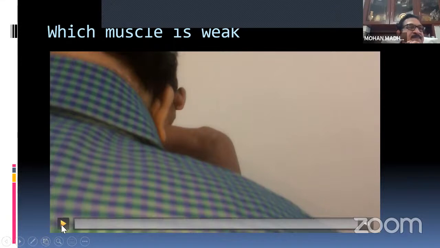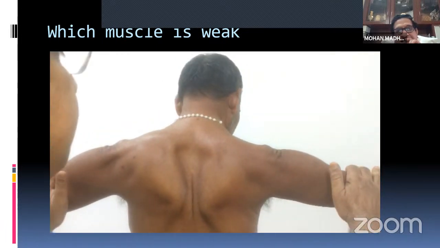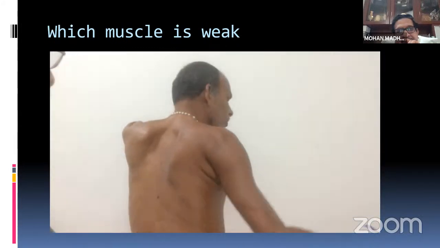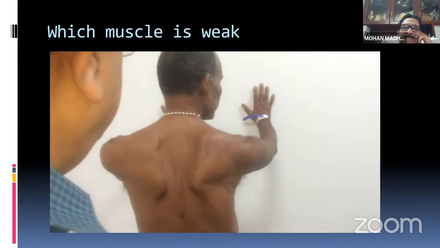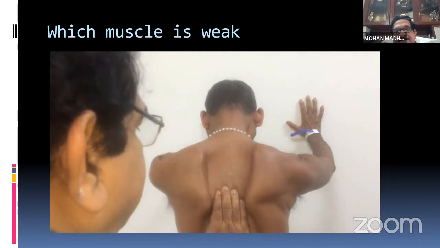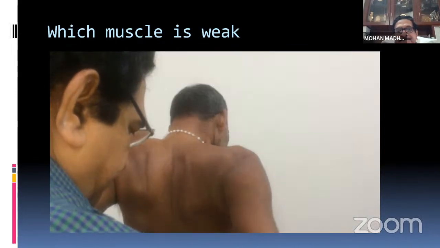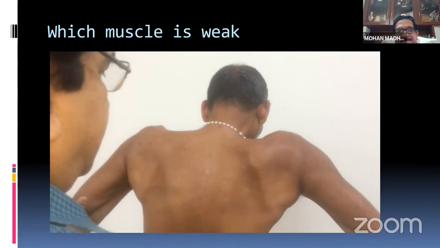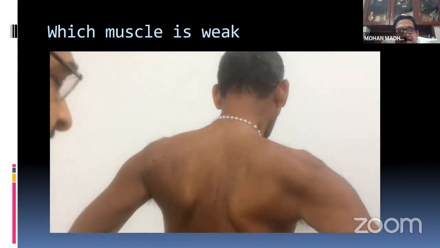Okay, I'll show the video once again. Both hands. Push it. The winging is there at the inferior angle. Then push against my hand. Keep doing this. Push against my hand. Push against my hand. Relax. Push against my hand. Okay, good. Thank you.